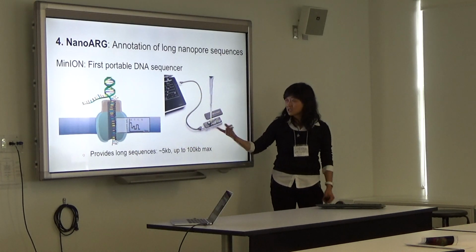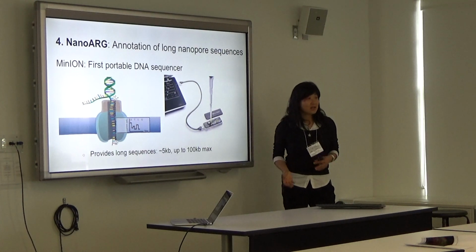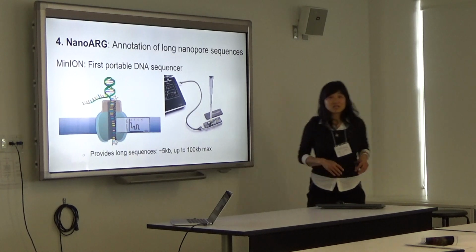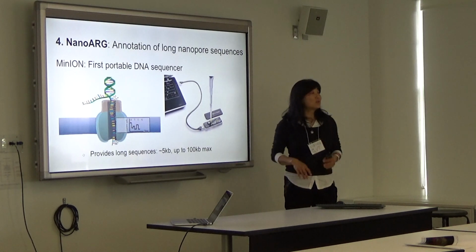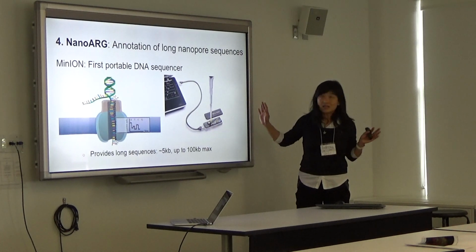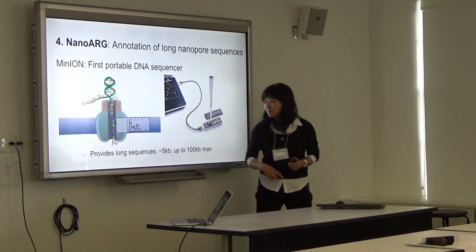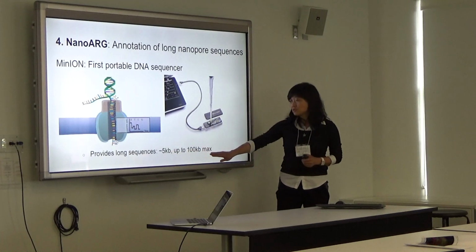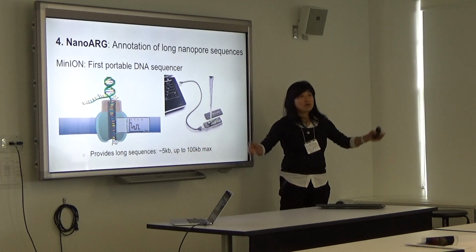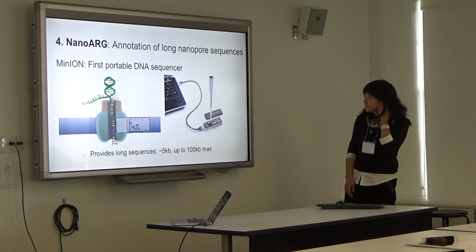It's like that, so it's just the size of your flash drive. Very, very convenient. Bring it anywhere. I go to the glacier, all of a sudden I want to do some research. Okay, so I sample it and I can do it right there. Right, convenient, very nice, and it generates long sequences. You can see about 5 KB, 5,000 base pairs, up to a max of 100 KB. So very long. You can get long sequences.